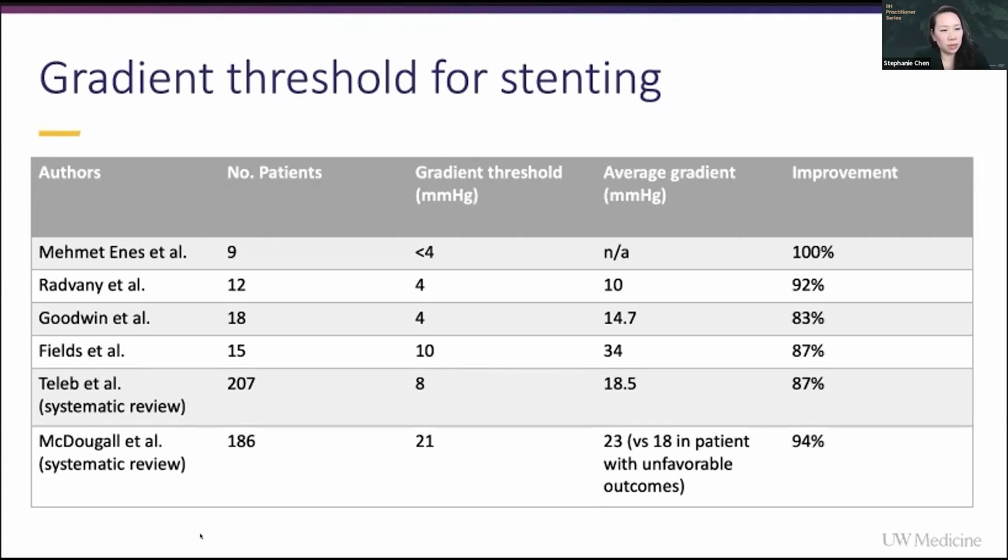And then this was a more recent review looking at 186 patients, and they actually suggested a gradient of 21, which seems significantly higher than I've seen used by most practitioners. But they saw a difference in gradient between 21 versus 18, where 21 had 94% success, whereas patients with the gradient of 18 was closer to 83% success.